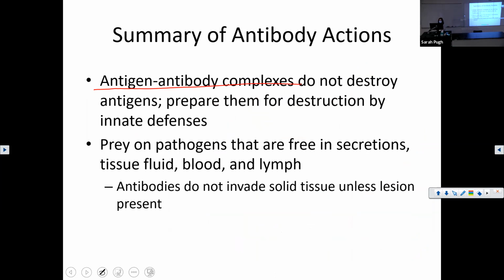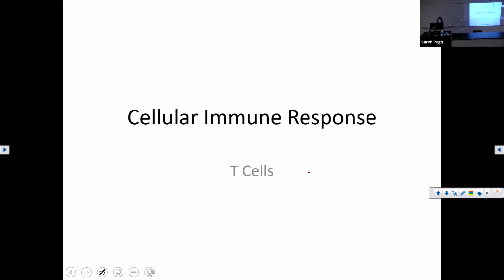Again, remember, antibodies are only able to see a free-floating foreign antigen. Antibodies are not going to be able to see a foreign antigen that's inside a body cell. They can't see that. Okay, so if a body cell has been infected by a virus, antibodies can't see that. They can only see it when it's free-floating. Free-floating in tissue fluid, blood, or lymph. Now, typically, antibodies cannot invade solid tissue unless there is a lesion present that allows the antibody to get in.